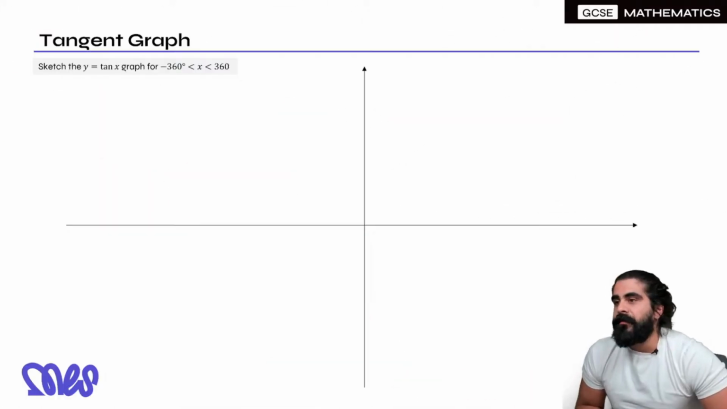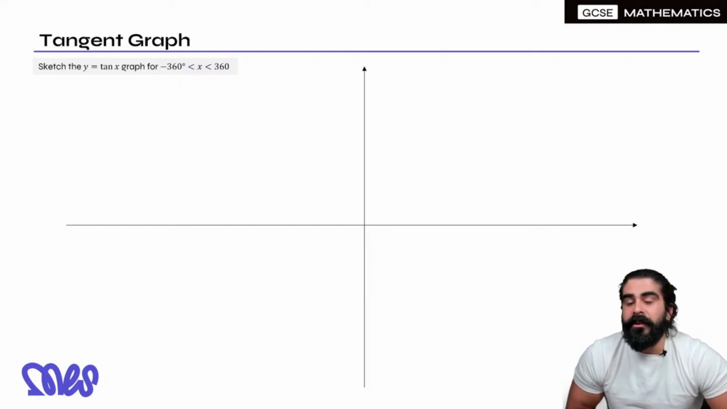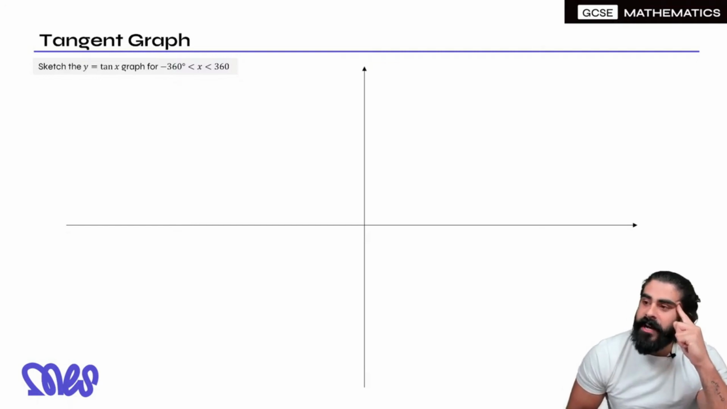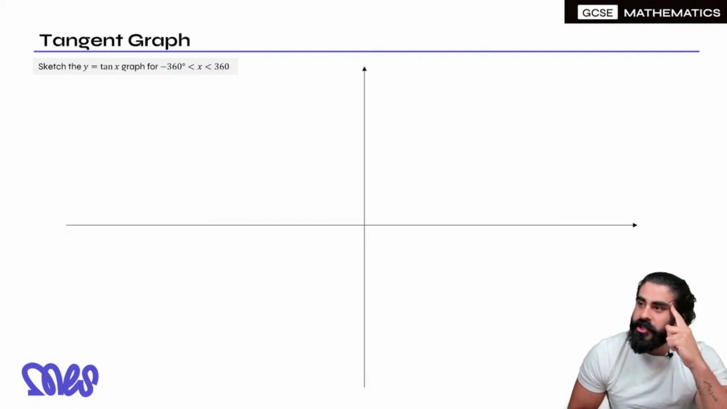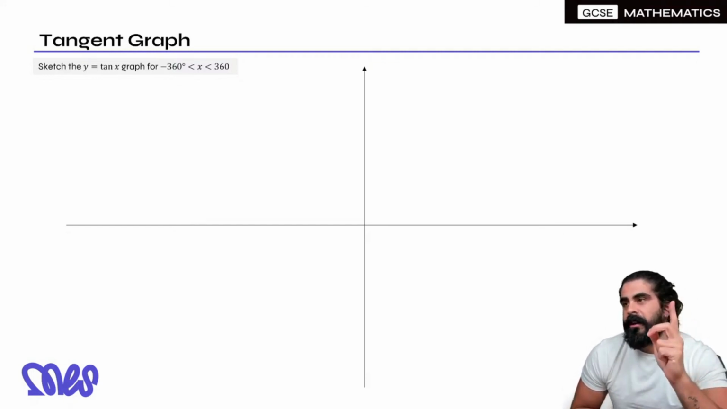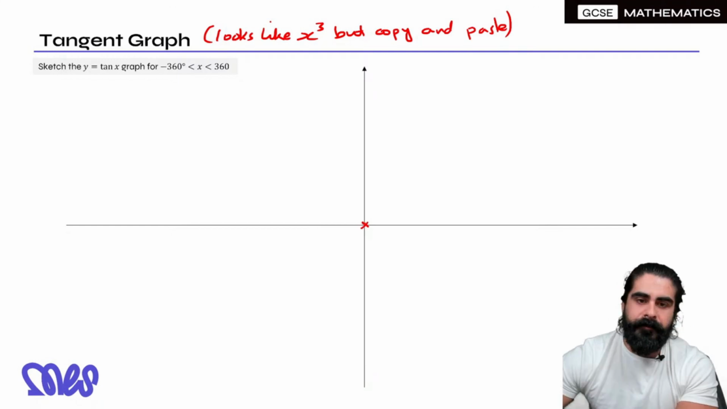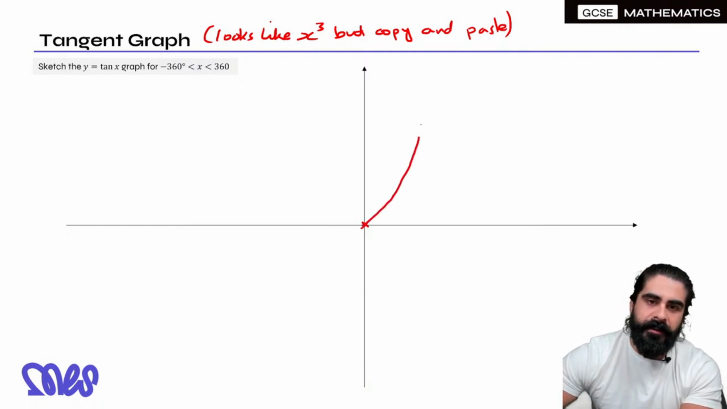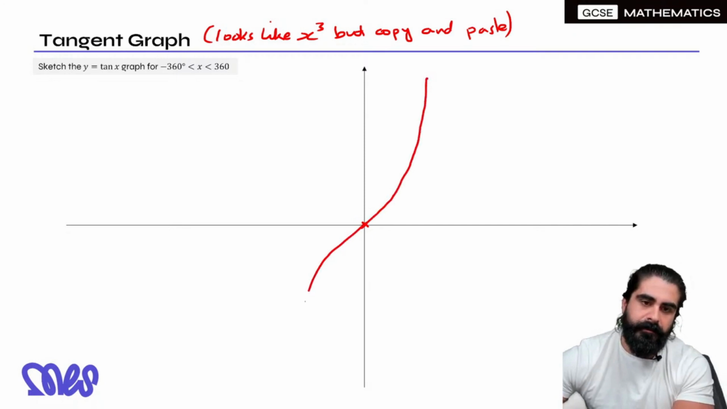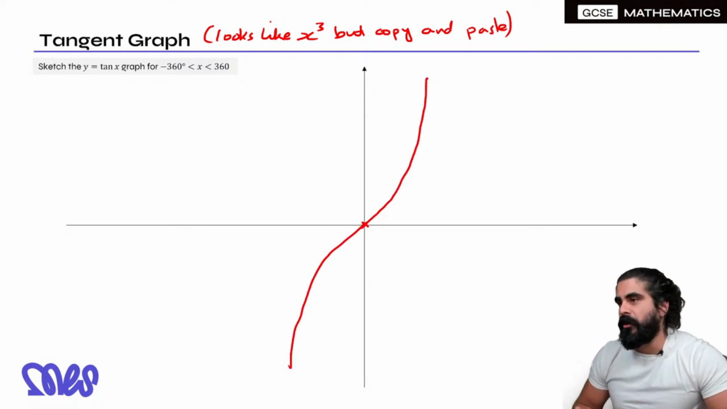Now the tan graph is a very interesting graph. I'm going to show you exactly how it works and where it comes from. But for now, you're just going to trust me. The way to remember what the tan graph looks like is just remember it looks very similar to the x cubed graph. So what does the x cubed graph look like? From 0, 0, it looks something like this. Yeah, that's what the x cubed graph looks like.